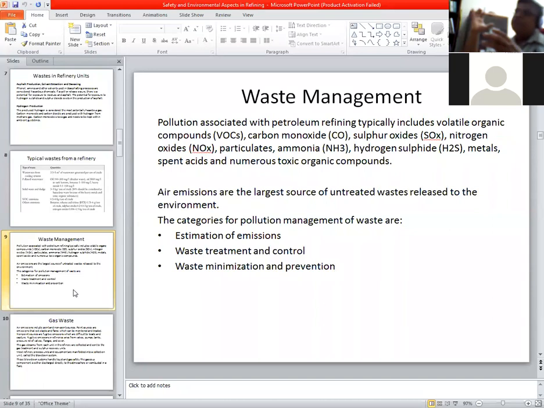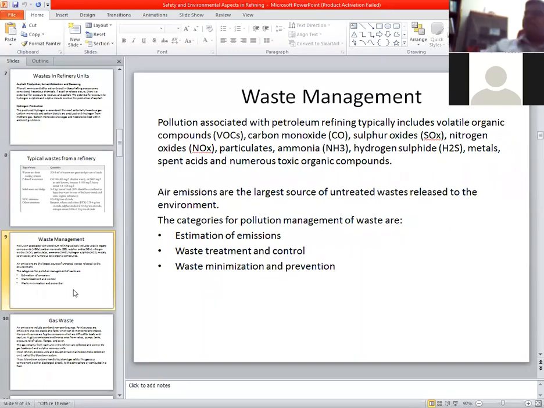Incinerator means that with high temperature, you just burn it. Incinerators are normally used for solid waste. A flare is normally used for gas waste. When solid waste is burned, a huge amount of ash is also produced.